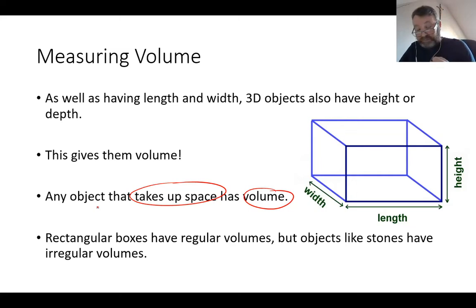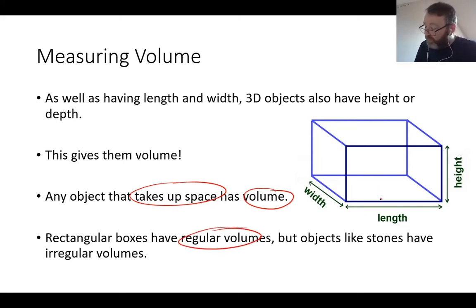So rectangular boxes have regular volumes, but objects like stones would have irregular volumes. So what does that mean? To have a regular volume, the size of the object, the sides of the object, must be measurable. Okay, now let's go up here. Let's take this rectangular box. This rectangular box has a regular volume.